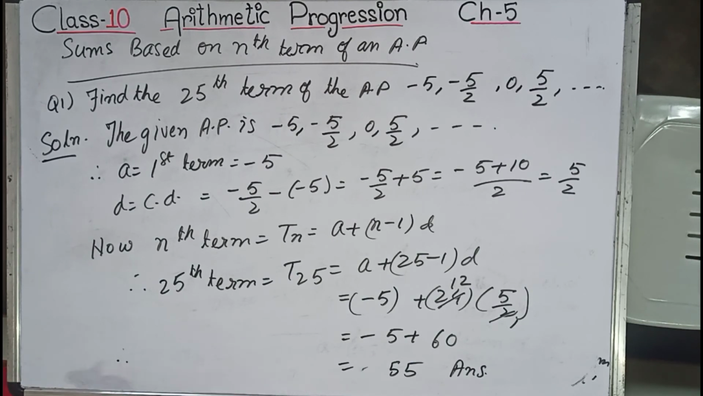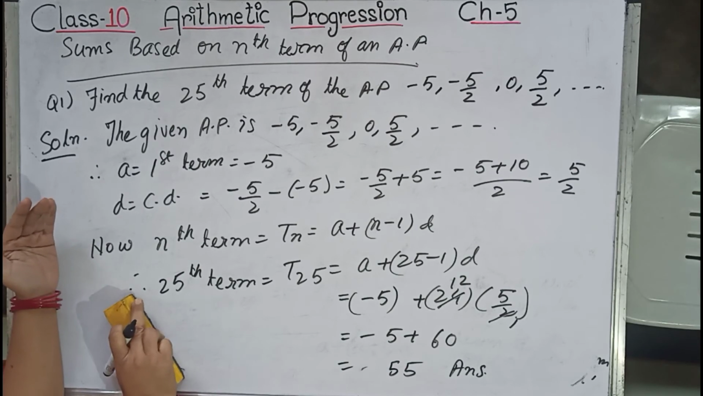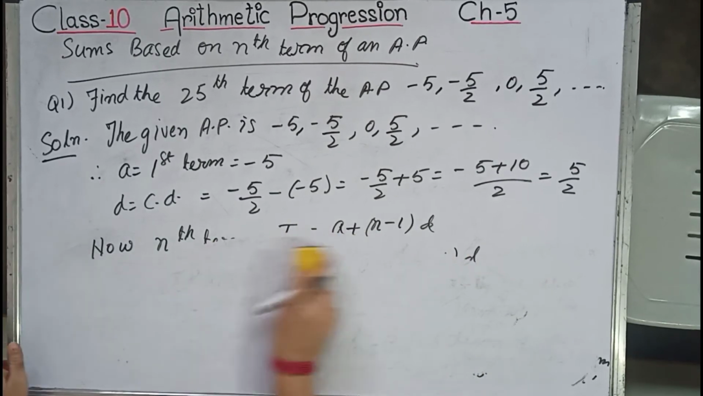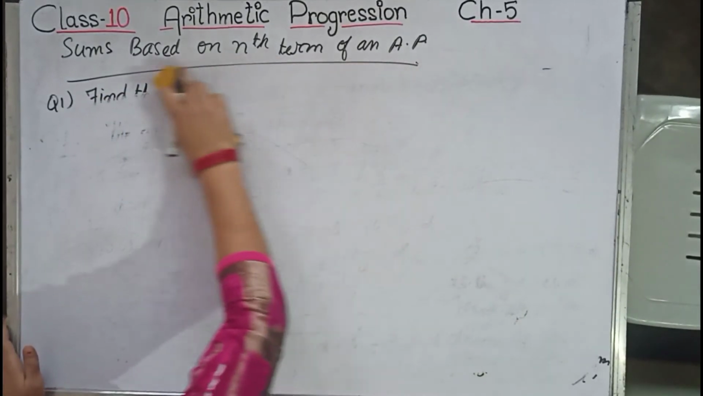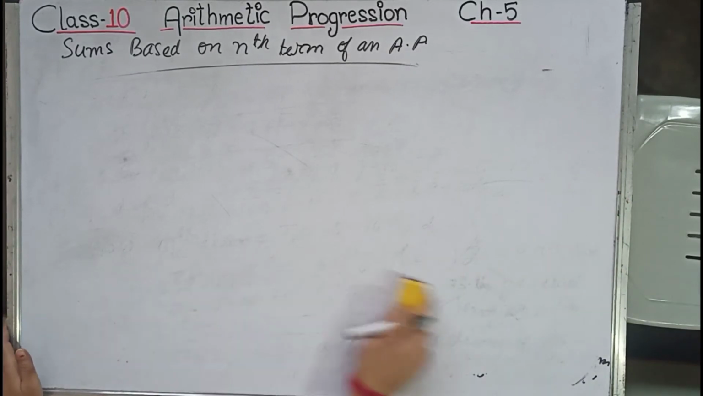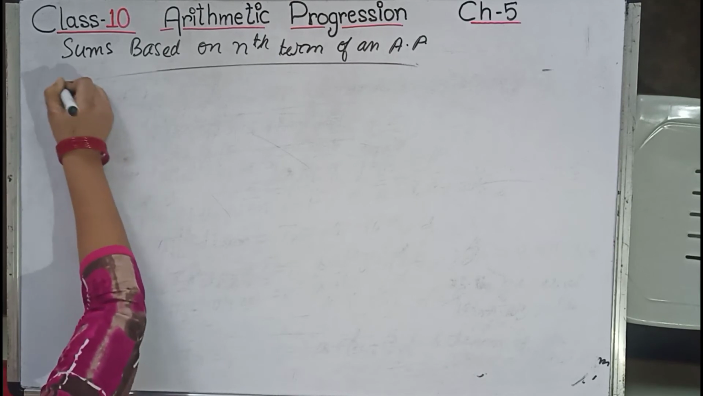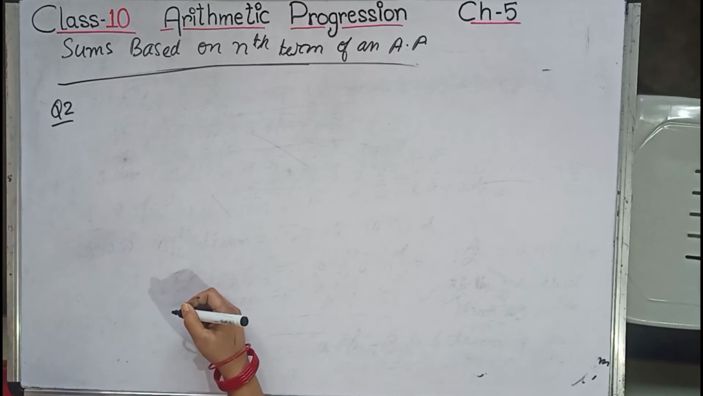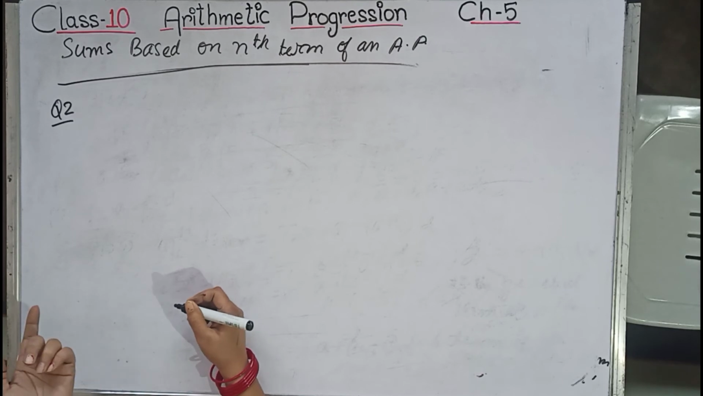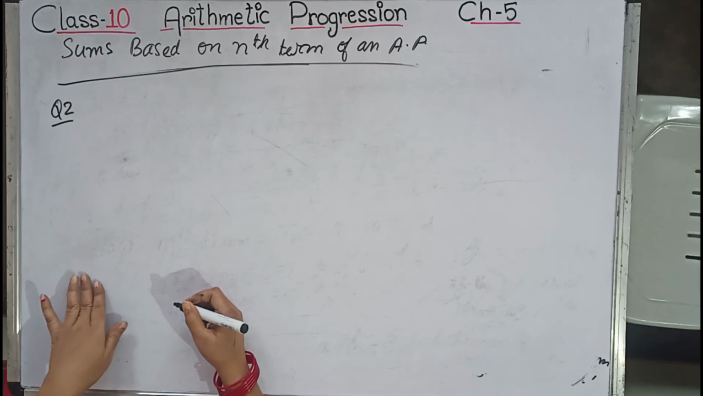So I think now you can understand the importance of the general term of the AP, that is the nth term of the AP. Let us do a few more types of sums based on the nth term of an AP. Let us take question number 2. These questions are from R.S. Agarwal. The first question which I did was example 4. The second question which I am writing is example number 5 in my book. You can check which number is there in your book.